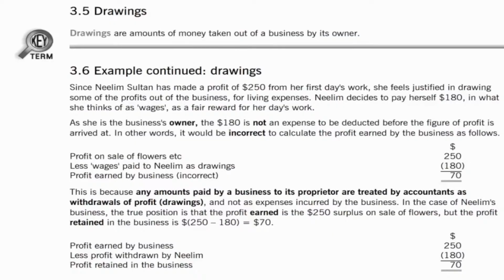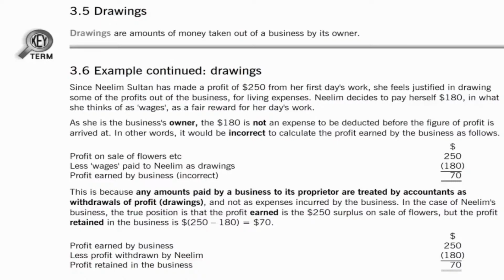What are drawings? In accounting, drawings are amounts of money that an owner takes out of the business for personal use. This isn't considered a business expense, but rather a reduction in the owner's equity in the business. Drawings reduce the business's cash or other assets, and as a result, they also reduce the total capital or net assets of the business.